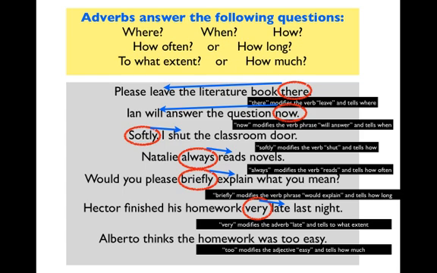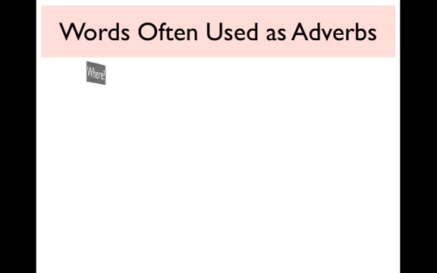And the last example, Alberto thinks the homework was too easy. Too is our adverb here because it modifies or describes the adjective easy because it tells how easy it was. It was too easy. It was not just a little easy, but too easy. All right, Alberto, it looks like you're going to be really prepared for tomorrow's lesson then. Great job. Let's move on and look at some words that are often used as adverbs.